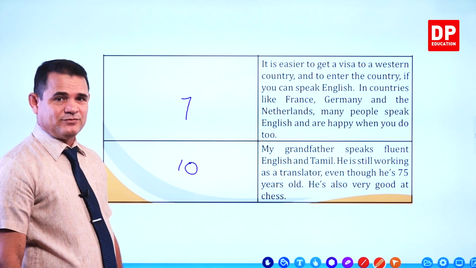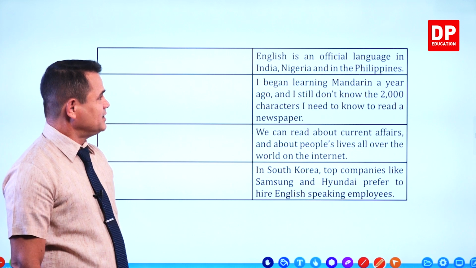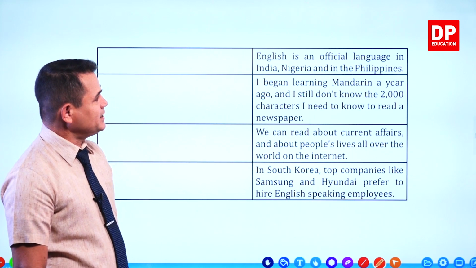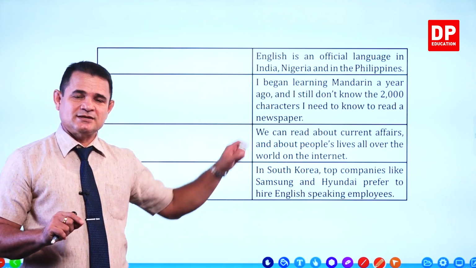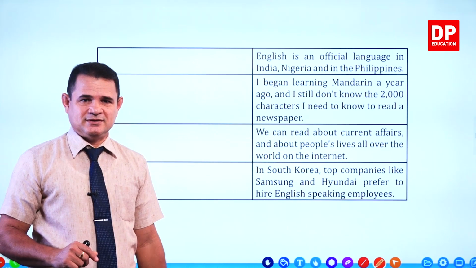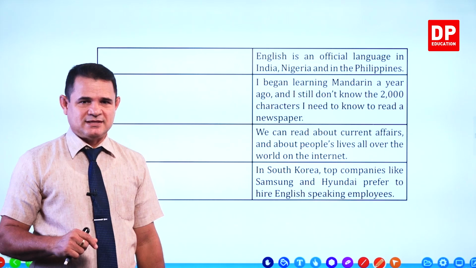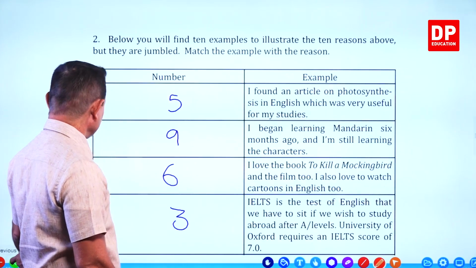So there are some more for you to match. Next one. English is an official language in India, Nigeria, and in the Philippines. So in these countries, මේ රටවල් වල ඉංග්‍රීසි කියන්නේ official language එක. So which paragraph tells us that? Let's have a look at it. කොයි ඡේදයේද එක කියවෙන්නේ?